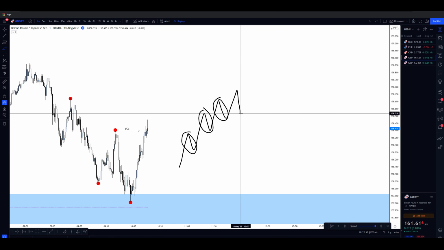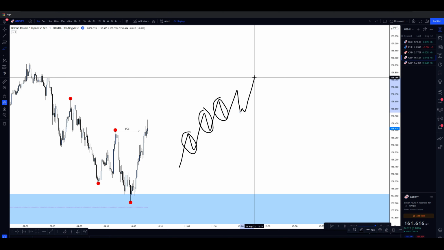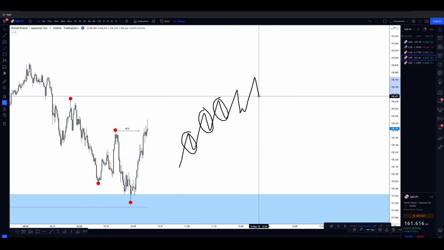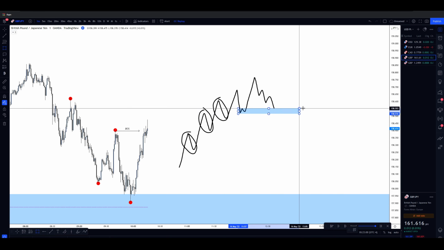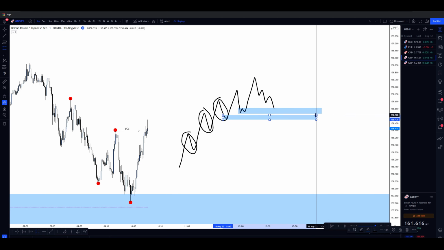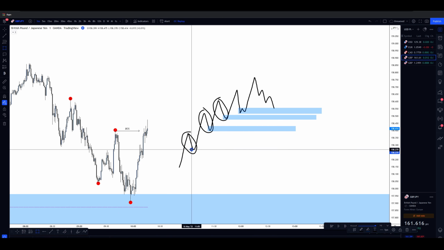As we can see, we enter the pullback phase. So now we know the first reason. The first reason is simply because we want to create liquidity and take it so then we can go up. The second reason, what's the second reason? The second reason is because we create demand zones, higher time frame demand zones that the market has to mitigate.